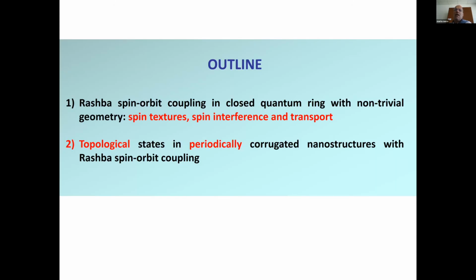In this talk, I aim to present 2 main parts. The first is about Rashba spin orbit coupling in electronic channels with a non-trivial geometry, and I will present how the spin textures are obtained, what spin interference you can get, and transport when you have a generic shape of these channels. Then, if time permits, I will also discuss how you can get topological states when you move to periodically designed nanostructures with inversion symmetry breaking, with the Rashba spin orbit coupling.